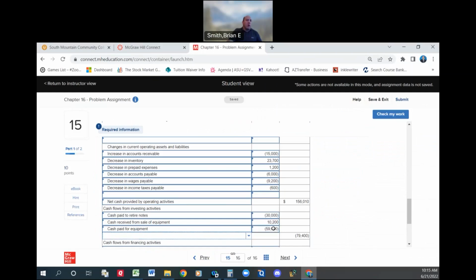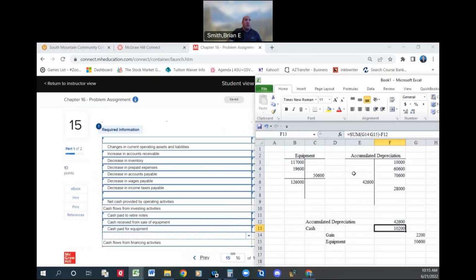All right, so again, what I did was I evaluated the equipment and the accumulated depreciation accounts in order to find out how much cash we got for that sale of the equipment. We knew we got the $2,200 gain. It was listed there on the income statement and in the additional information. But even if we didn't have that additional information, it told us in that little snippet that we had a $2,200 gain.